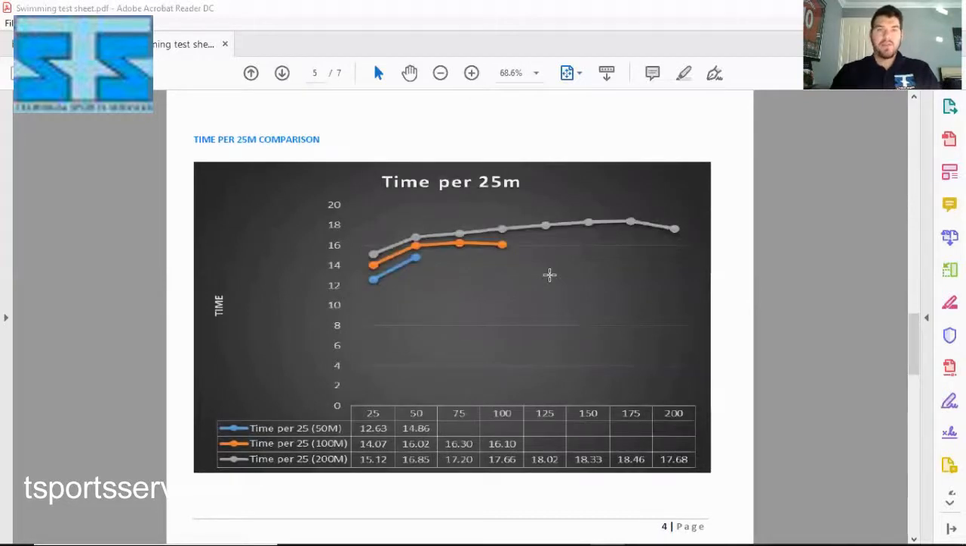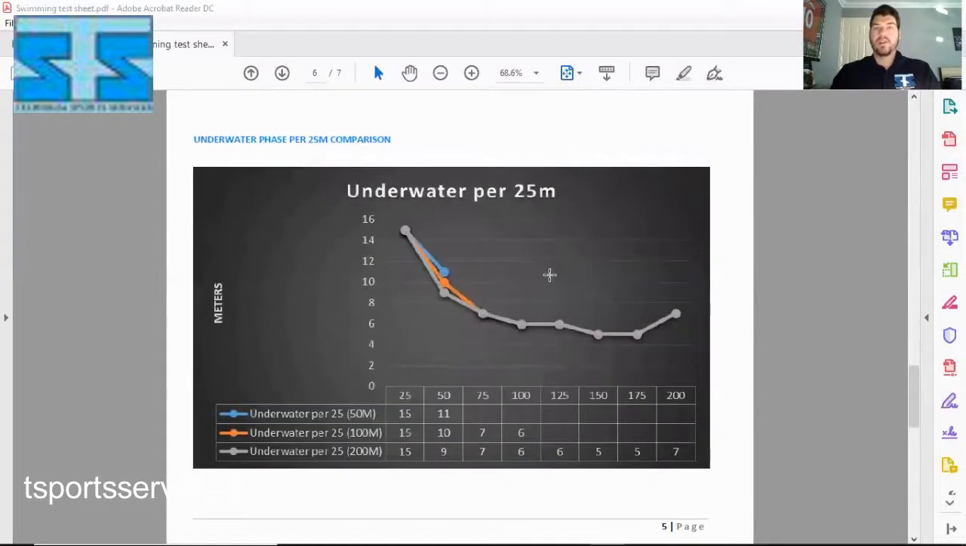Time per 25, again, straightforward. It's basically just a time graph. Underwater performance per 25. So if you are top notch underwater, this should be level, right? At our level, 9 times out of 10, you don't expect swimmers to be able to go 15 meters off every wall. The pros, they do that on a timely basis. But again, this person, as they go through, the underwater gets less and less and less. So really, a huge improvement for this person here would be to level this underwater distance out.